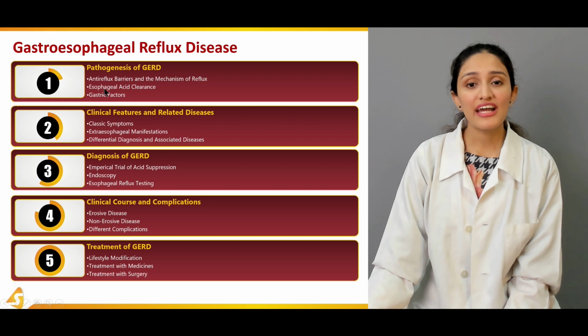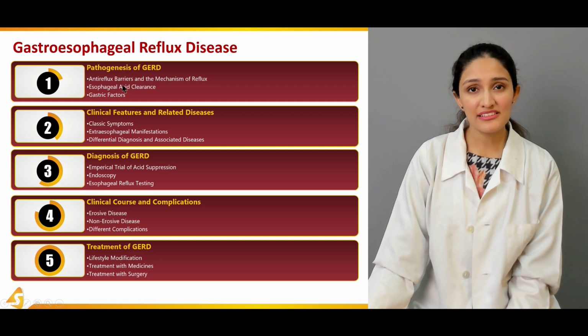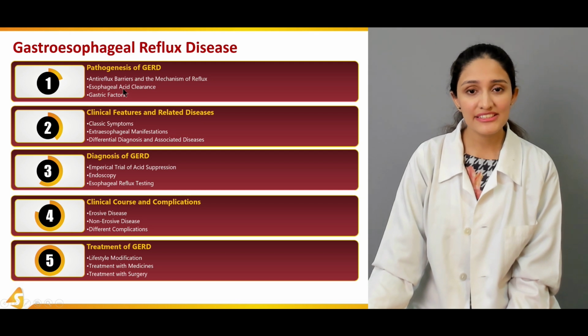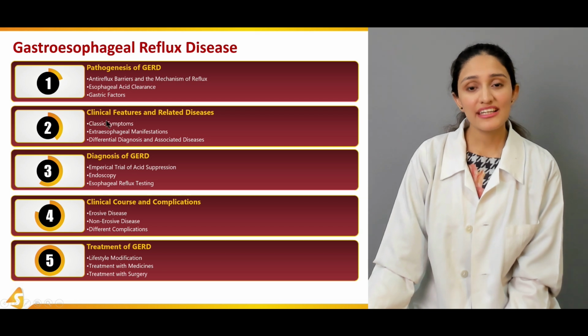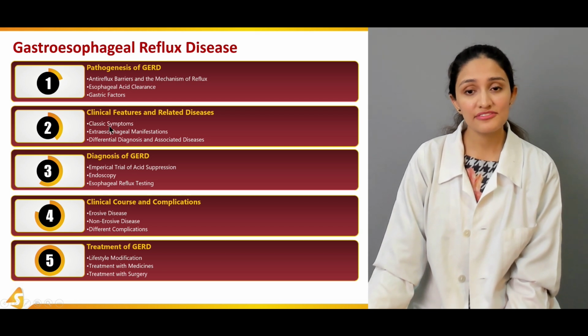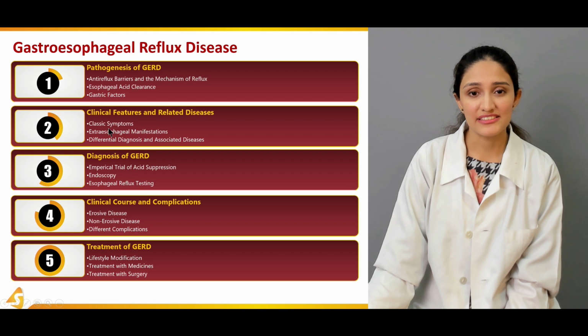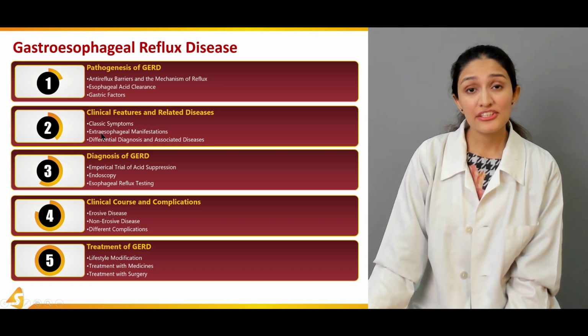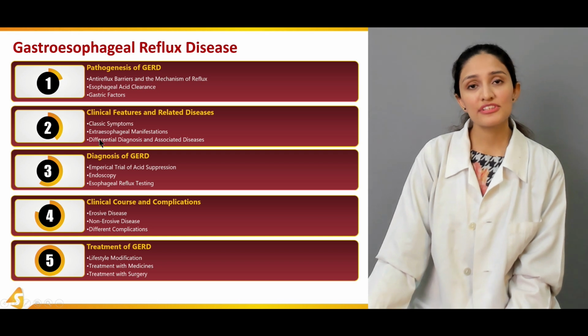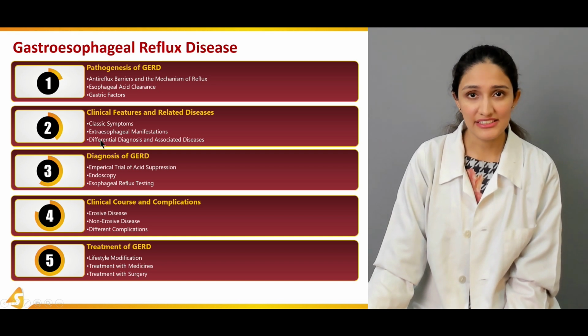We'll be studying about the anti-reflux barriers and the main mechanism of a reflux. Then we'll be studying about esophageal acid clearance and the gastric factors that affect the reflux. In the second topic, we'll be studying about the clinical features and the related diseases. We'll be studying about the classical symptoms in a patient, the extra-esophageal manifestations and differential diagnosis and the associated diseases.